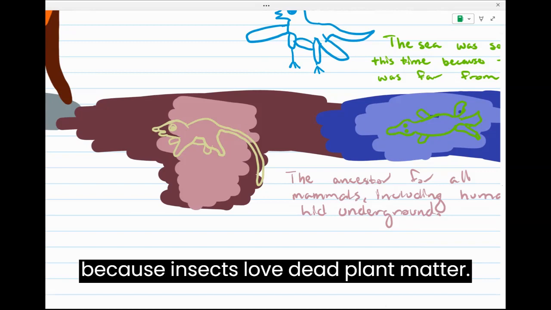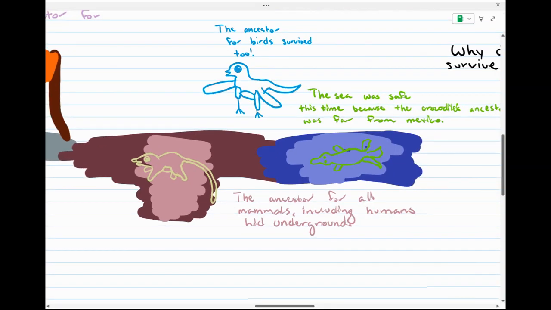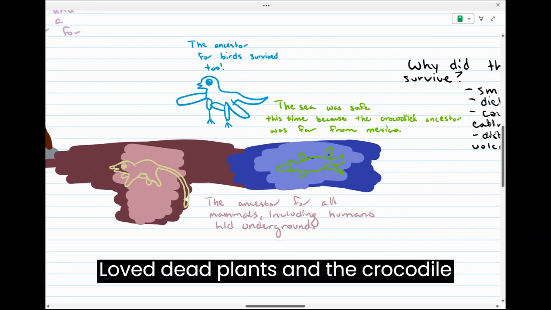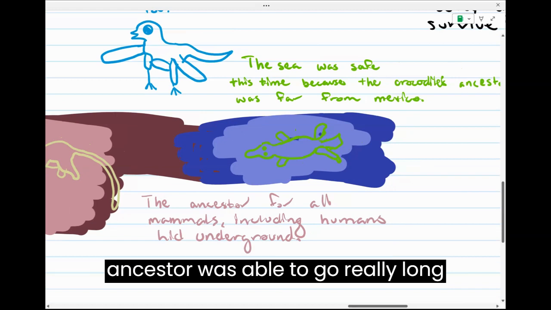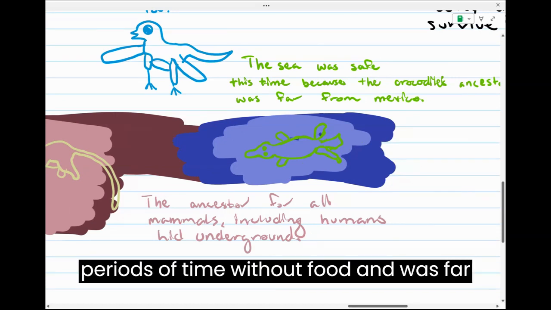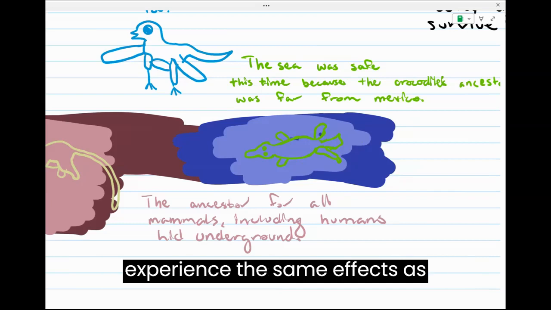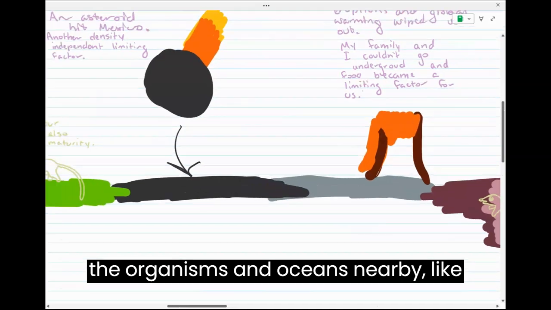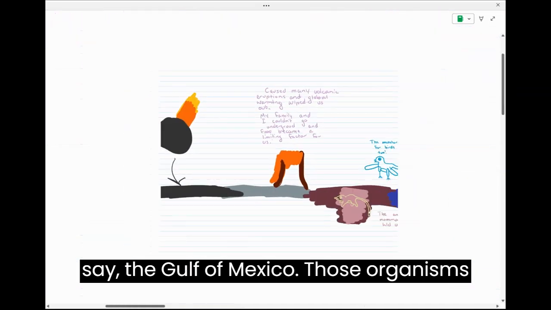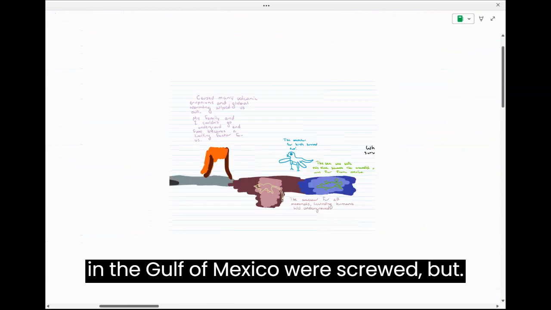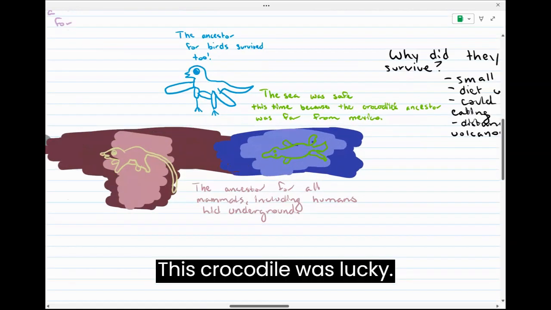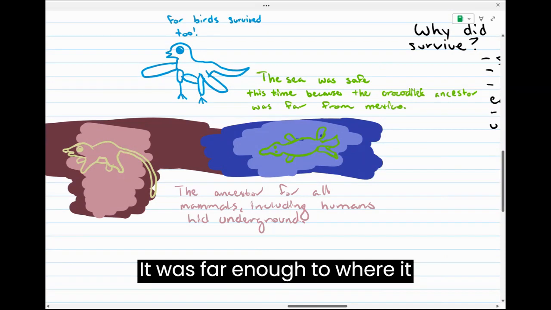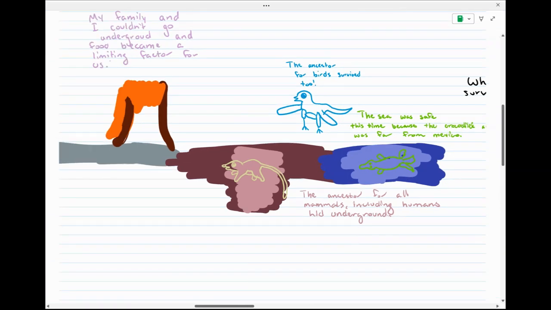Those guys work together because insects love dead plant matter. The bird ancestor also loved dead plants, and the crocodile ancestor was able to go really long periods of time without food and was far enough from Mexico so that it didn't experience the same effects as the organisms in oceans nearby, like, say, the Gulf of Mexico. Those organisms in the Gulf of Mexico were screwed. But this crocodile was lucky. It was far enough to where it wasn't affected in the same way.